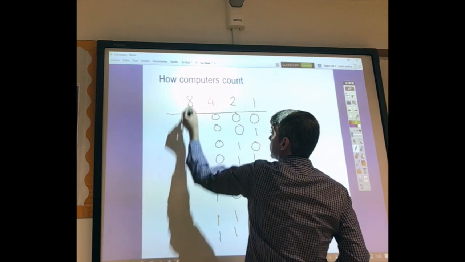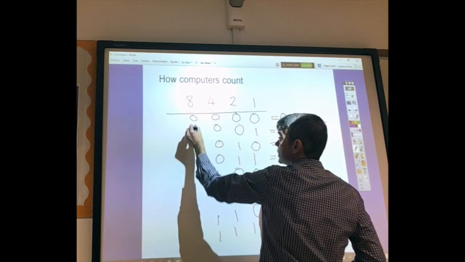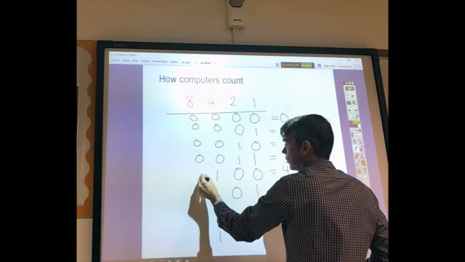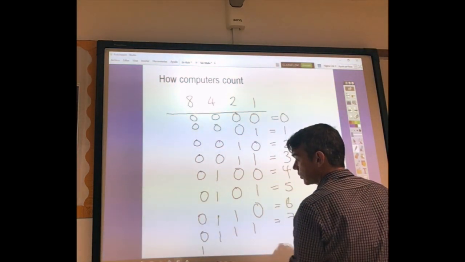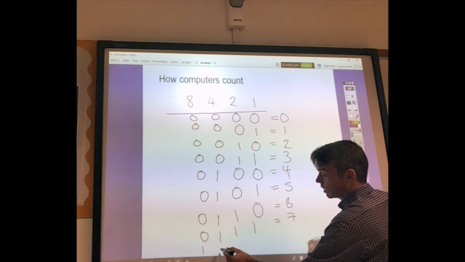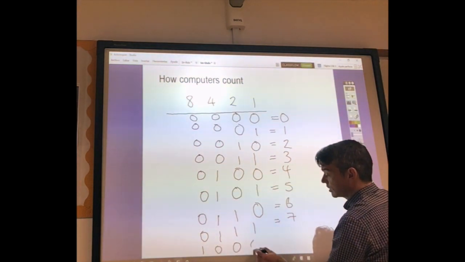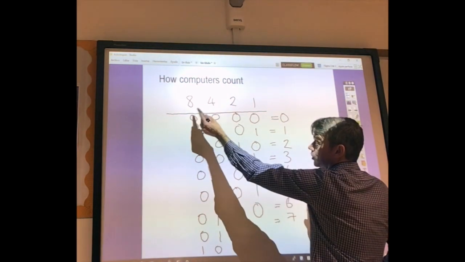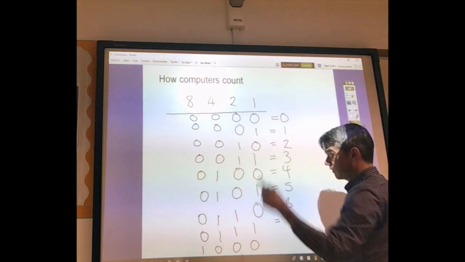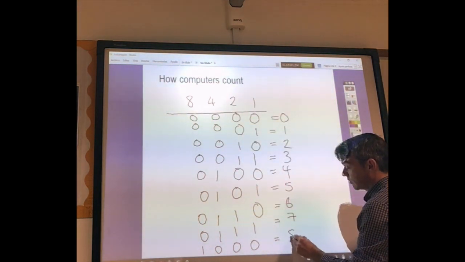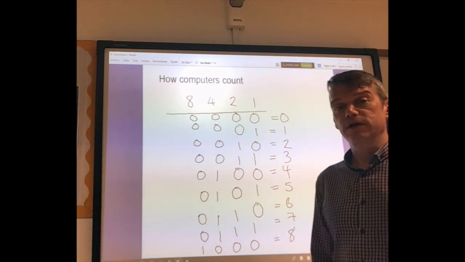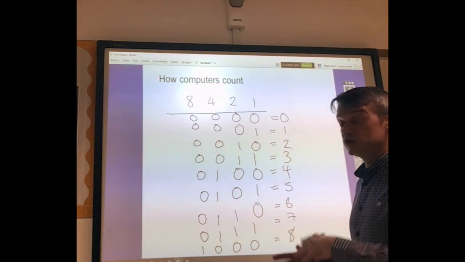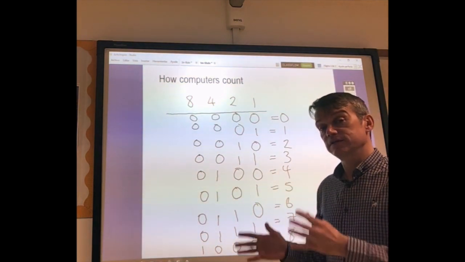So we would go here, add another switch. This is of course off for all of these. And I've just got enough space to squeeze that in at the bottom. 1, 0, 0, 0, on, off, off, off is the equivalent of 8 in our decimal or denary number system. And that's how computers use switches to represent numbers.